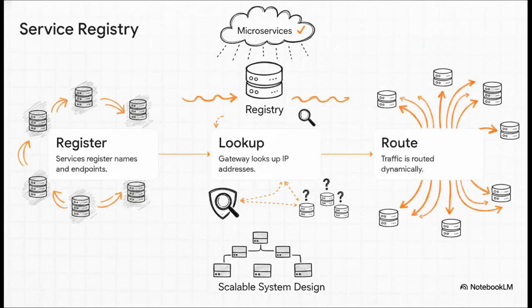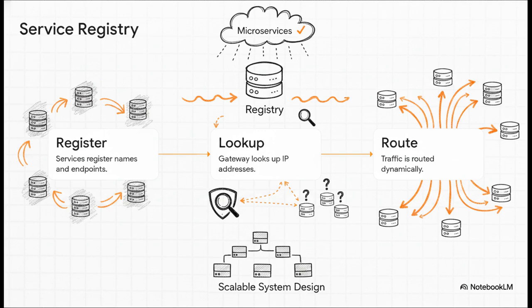But wait, behind that gateway, how do the services actually find each other? That is solved by the service registry pattern. Let's walk through the exact flow. Step 1. When services spin up, they independently register their names and endpoints with the registry. Step 2. The gateway, or even other client services, looks up those exact IP addresses right there in the registry.